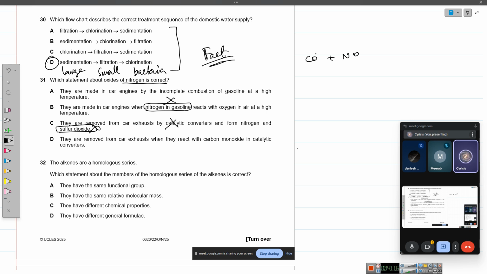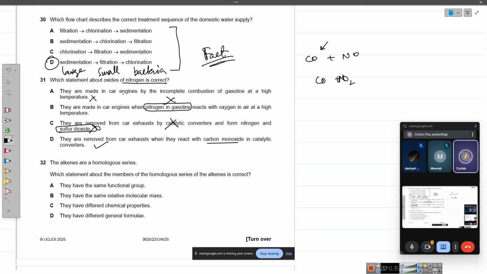What we do is give more of the oxygen to this. So carbon monoxide reacts with this NO2 to give you this. So they react with carbon monoxide in the catalytic converter and are removed. That is kind of plausible. They are made in car engines in incomplete combustion.